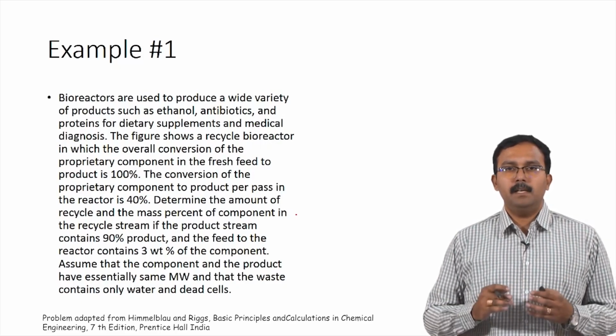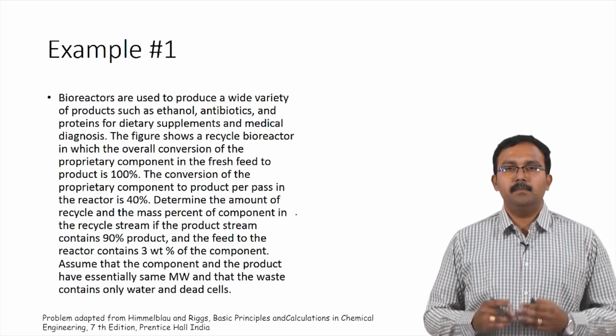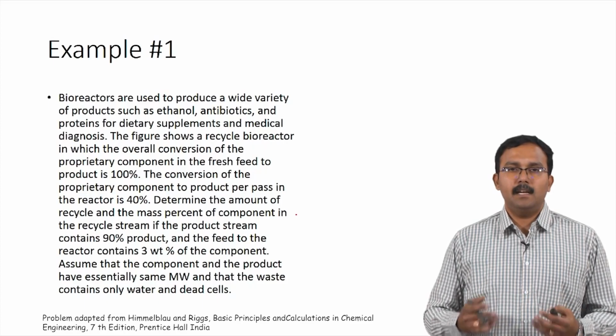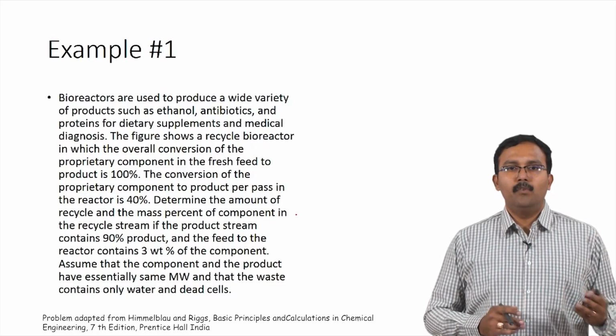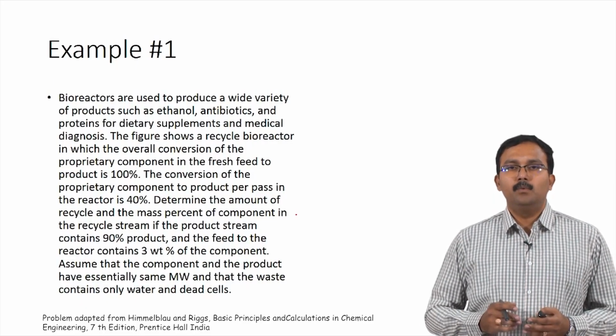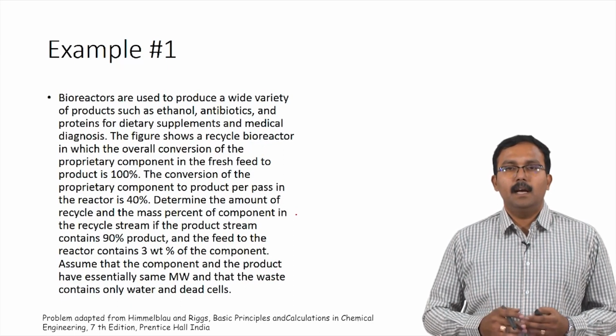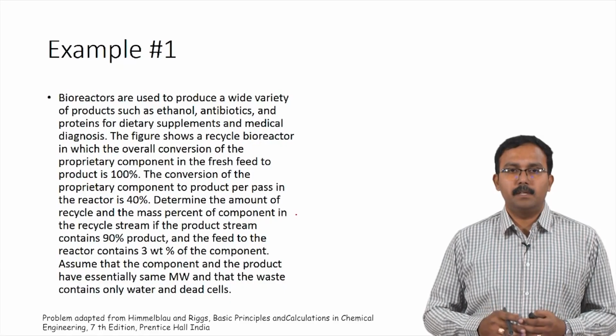So, the problem statement tells us that there is a proprietary component which is entering into the system, which is the reactor, and it is getting converted to form some product. We have been told that the overall conversion, which is for the overall system, would be 100%, and we have also been given that a single pass conversion is 40%.